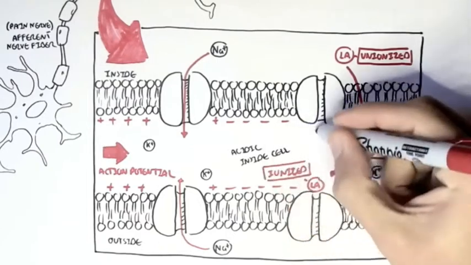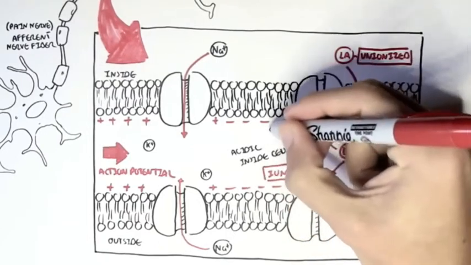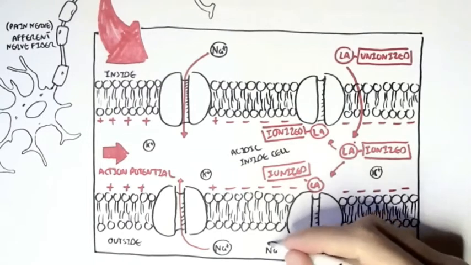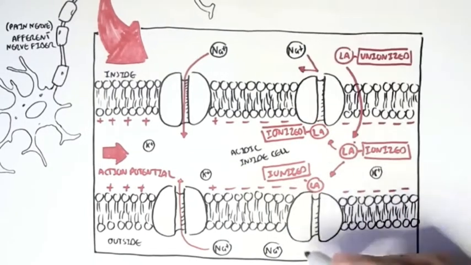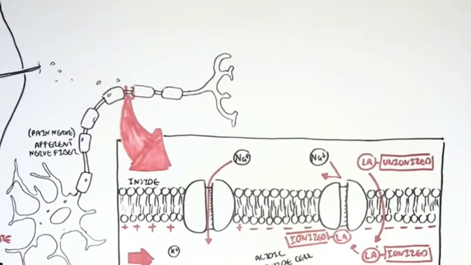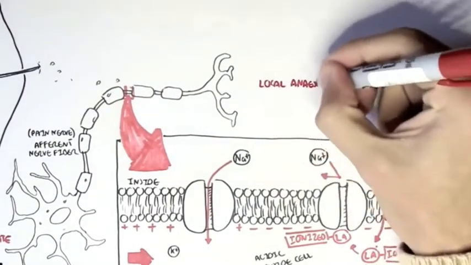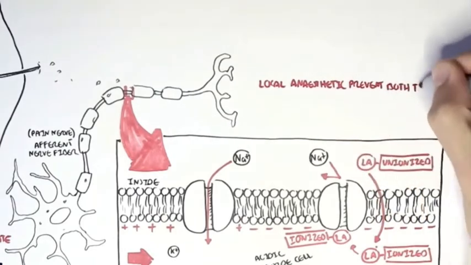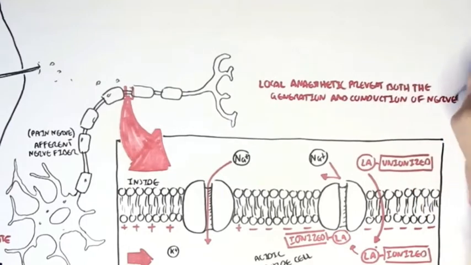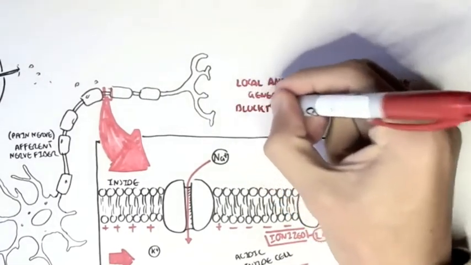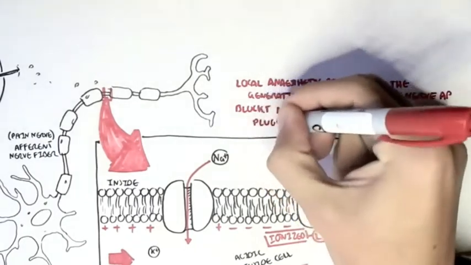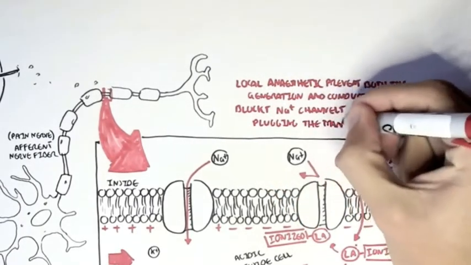And this is what we want, because then the local anesthetic in an ionized form can bind on the sodium channels here and essentially prevent the sodium ions from coming inside the neuron, and so prevent the impulse or action potential from propagating down along the neuron. So, in summary, a local anesthetic essentially prevents both the generation and conduction of the nerve action potential. It blocks the sodium channels by physically plugging the transmembrane pore from the inside.